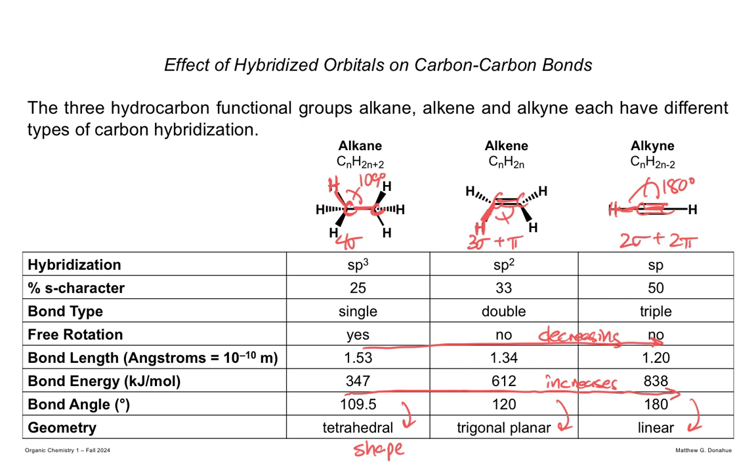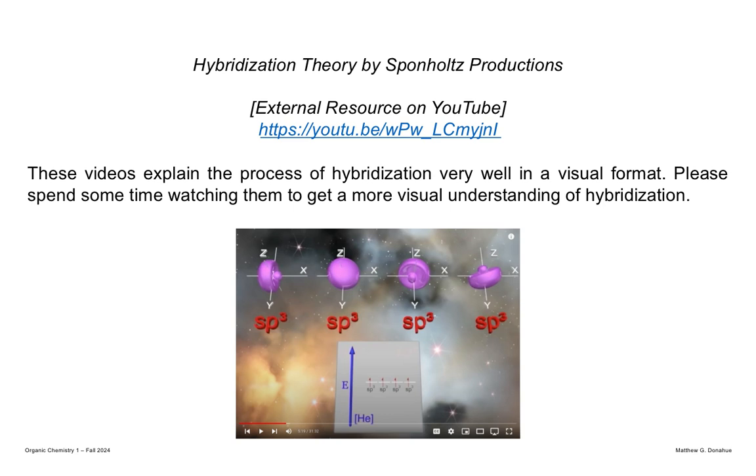So the alkene is trigonal planar. The bond angle is 120. The alkyne is linear, and the bond angle is 180. So that's my 41-minute introduction on atomic orbitals. Yep. What was the degree of the alkene? In terms of the shape.